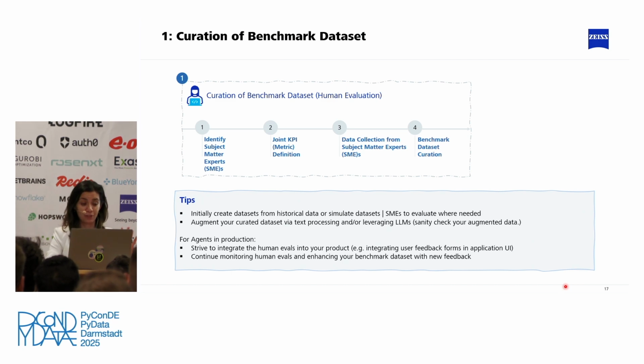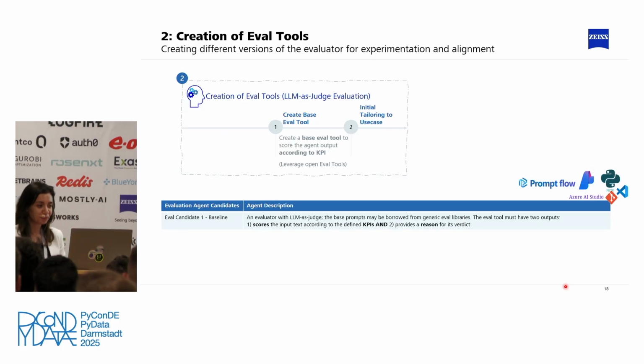Now, this was the first step. Let's go through the second. As I mentioned, the second is to create those eval tools. With every KPI that you've identified, there should be one eval tool, but the question is, how do we want to develop it? So I would start by creating what I call a base eval tool. This can be based on openly available libraries, etc. So it's really dependent on your KPI. You can leverage a lot from what is openly available.